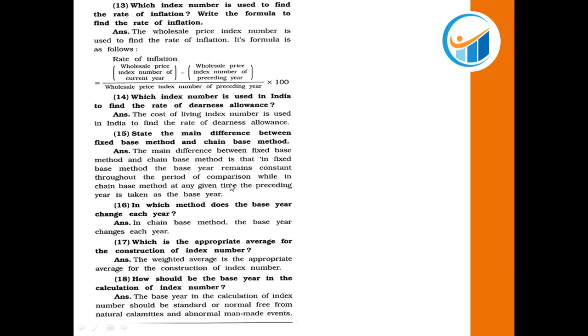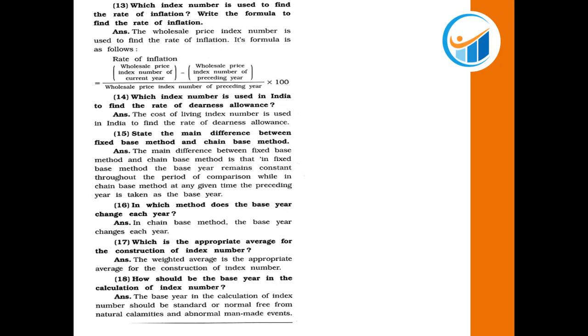So according to its name, in fixed base method base year values remain the same in each and every calculation, and in chain base it is always the preceding year's price. Whatever the year for which you have to find the index number, the preceding year's price is taken as the base year. That is the difference between the fixed base method and chain base method.